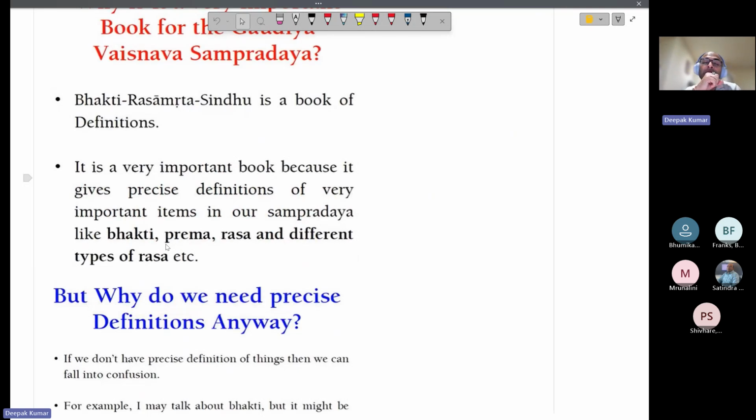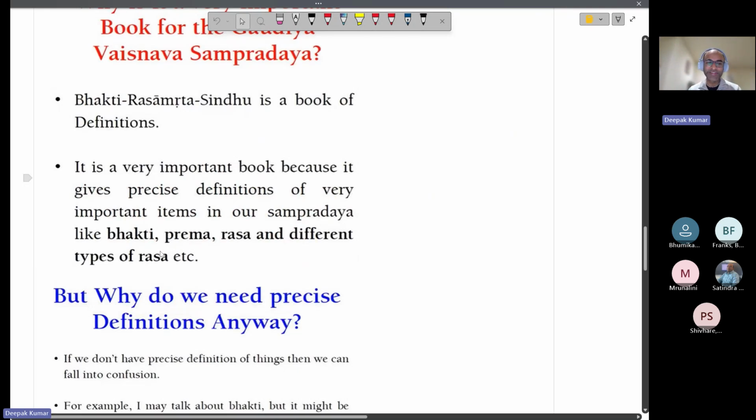And not just that, it will also tell us whether we are practicing pure bhakti or not. And there will be some good news, actually, for most of us. There will be some bad news also for some of us, but it will tell us. Similarly, what is prema? What is rasa? There is a definition. There you will find the Sanskrit verses, and those Sanskrit verses will give a lot more depth to this study.